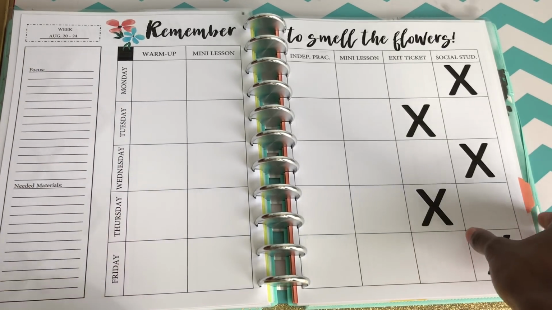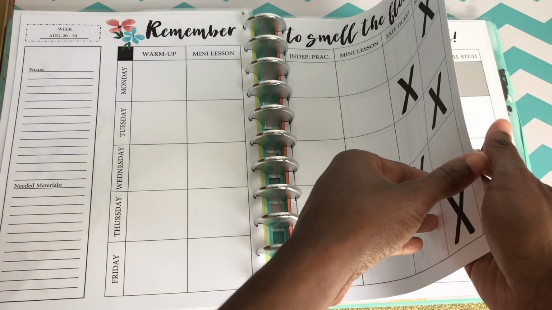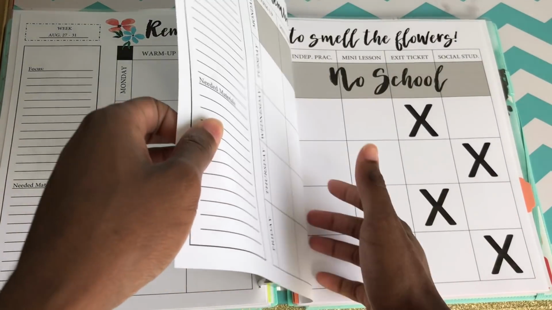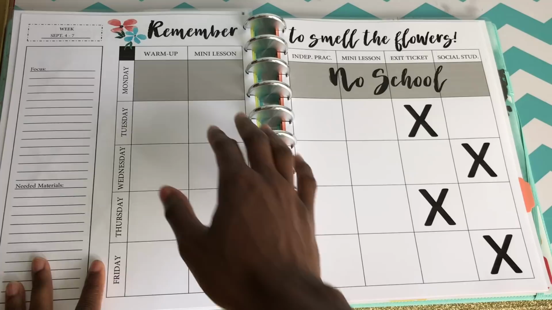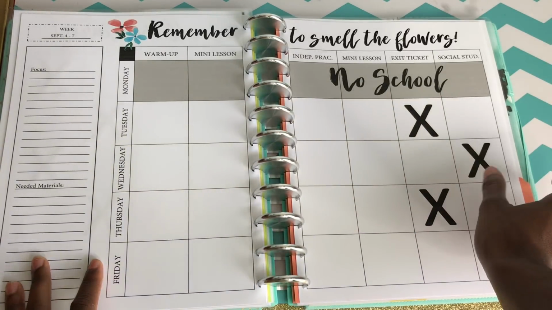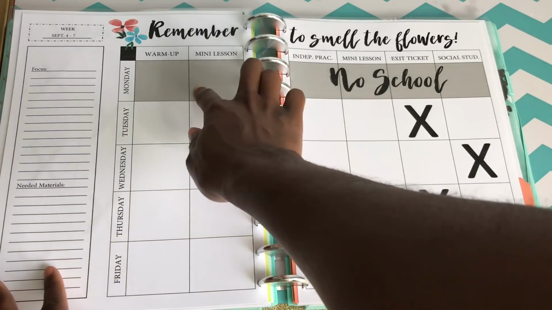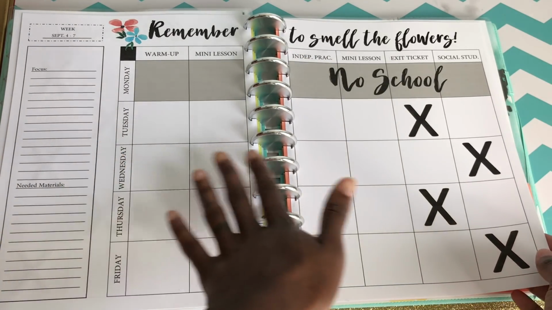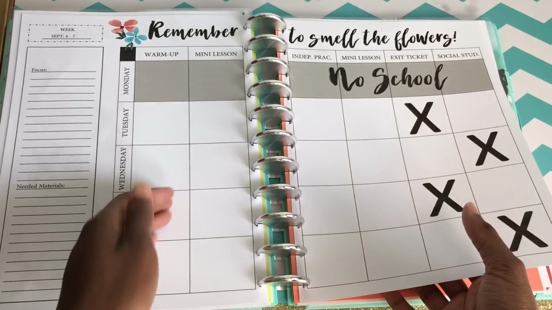Again, I went ahead and did the month of August, and then at the top it says remember to smell the flowers. So I try to stay very focused. What I did for this week, we will be out for a holiday right here. I believe it's Labor Day. So I just went and made it all gray and put no school so I could plan effectively.